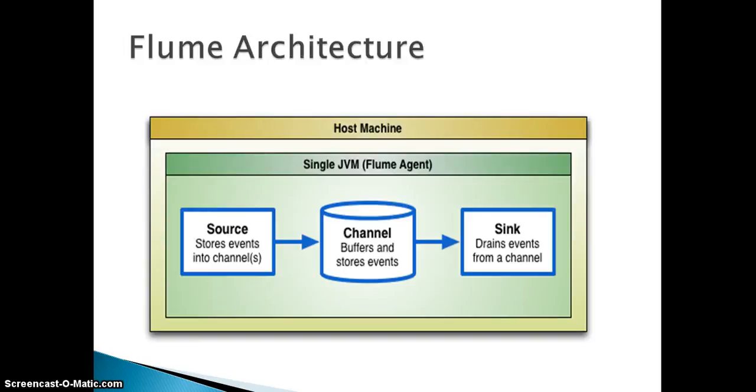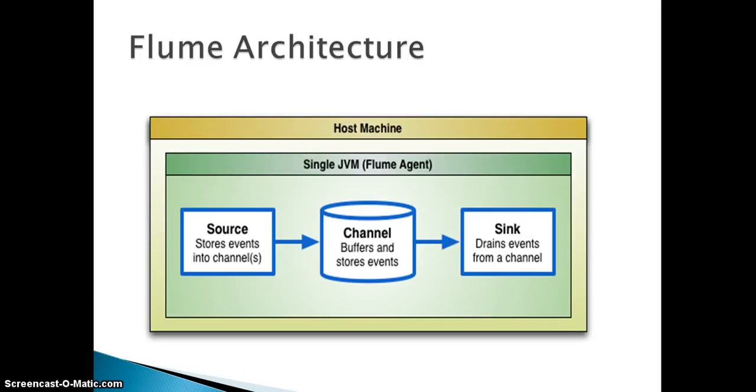Flume is a distributed, reliable, and available system for efficiently collecting, aggregating, and moving large amounts of data from many data sources to a centralized data store. Having said that, Flume is very useful for collecting data from different sources. It will stream data from multiple sources into Hadoop.